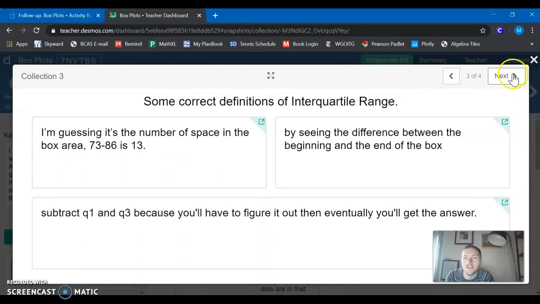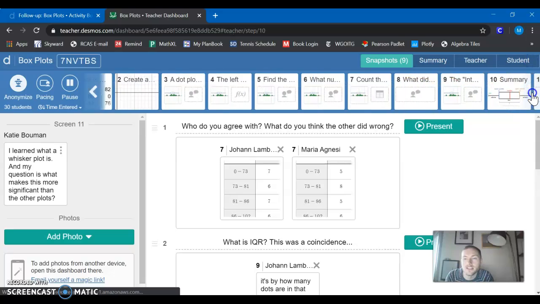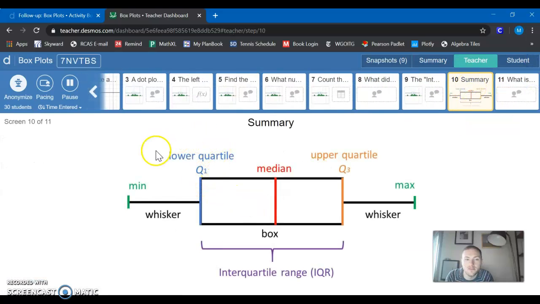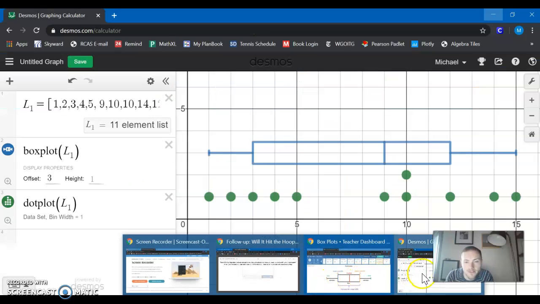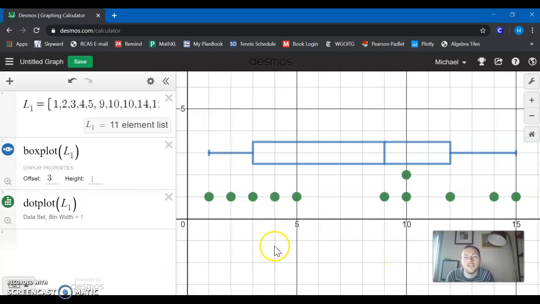Another thing that was in your activity was here at the end, we talked about the lower quartile Q1 and the upper quartile Q3. So let me just pull up my graph again. Q1 of my graph here would be 3, and Q3 of my graph would be 12. Once again, Q1 is 3, Q3 is 12.